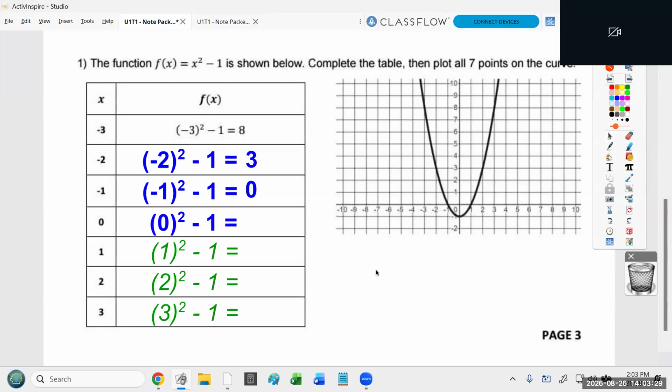Okay? Now again, every single one of these requires a little bit of mental math. 0 times 0 is 0, minus 1 is -1. 1 times 1 is 1, 1 minus 1 is 0. 2 times 2 is 4, minus 1 is 3. 3 times 3 is 9, minus 1 is 8.